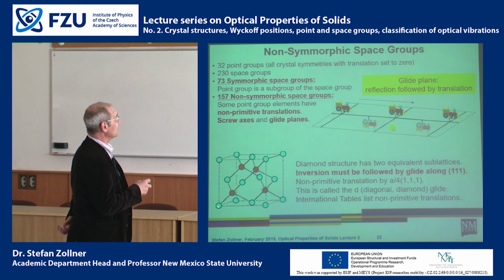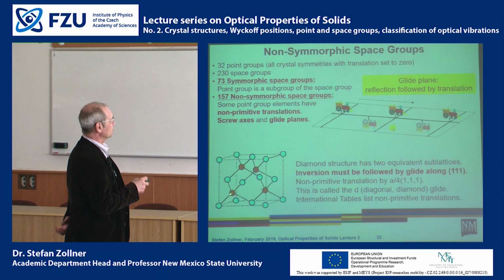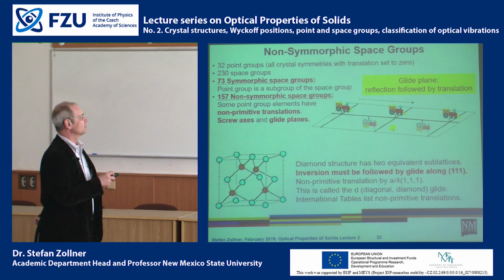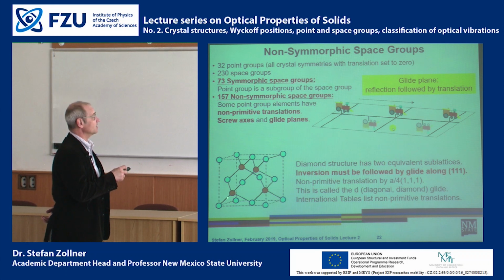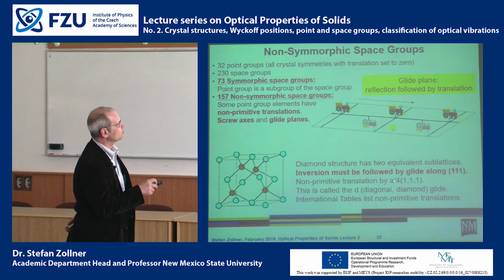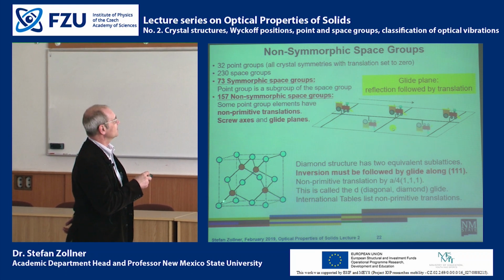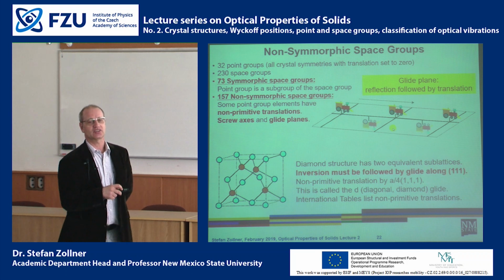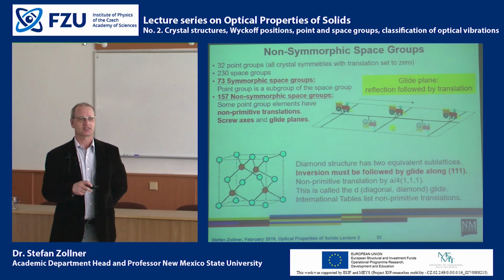In the diamond structure, the distance between the blue and the red atoms, this is not a translation that is a part of the Bravais lattice, and therefore 1/4, 1/4, 1/4, that is a non-primitive translation. It does not belong in the Bravais lattice.